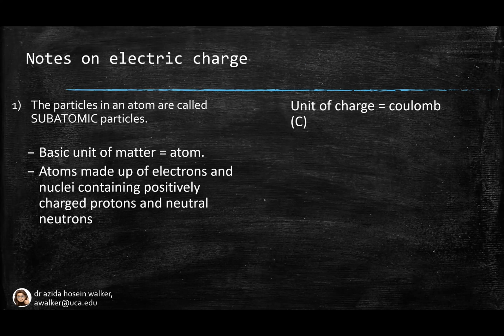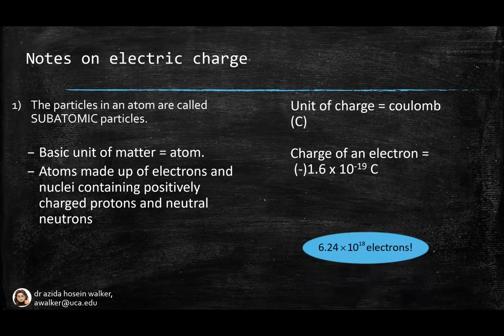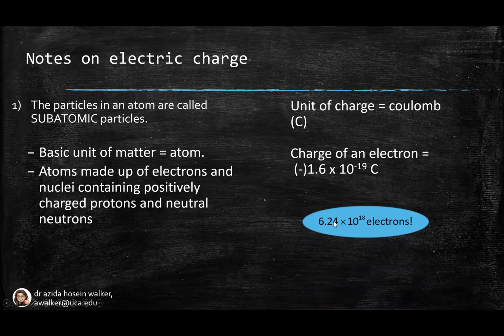The unit of charge is a coulomb, and it's represented by the uppercase C. The charge of an electron is given as negative 1.6 times 10 to the negative 19 coulomb. The negative sign is used because the electron is negatively charged. But sometimes when we're talking about the electron, we just say 1.6 times 10 to the negative 19 coulombs because we know that it's the electron and it's already a negative charge. 1 coulomb of charge consists of 6.24 times 10 to the 18 electrons, which is 6.24 billion billion electrons.